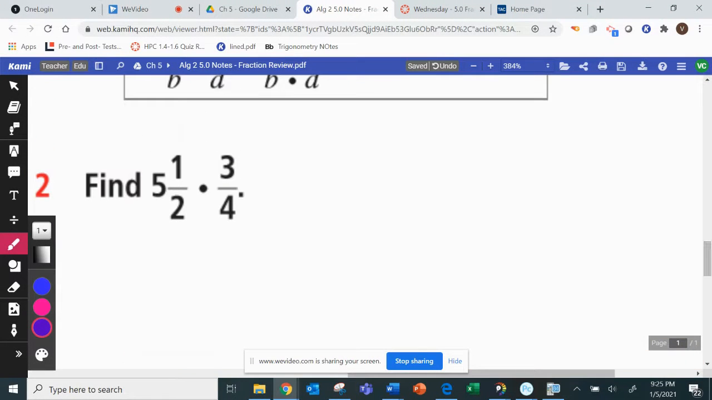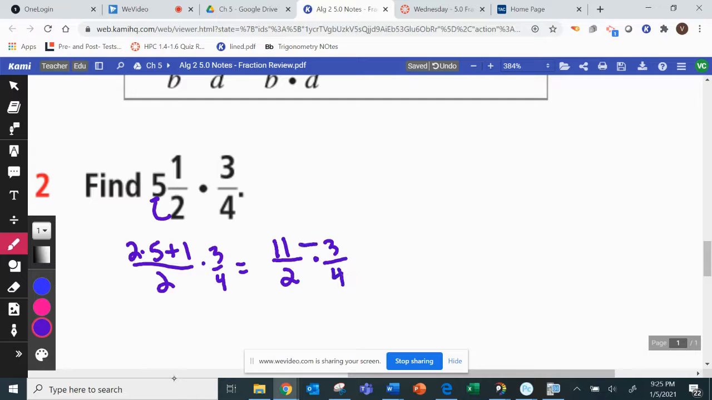So here's another multiplication. We're going to start with 5.5. So I'm going to change that by multiplying 2 times 5 plus 1 over 2. So I get 11 over 2 multiplied by 3/4.